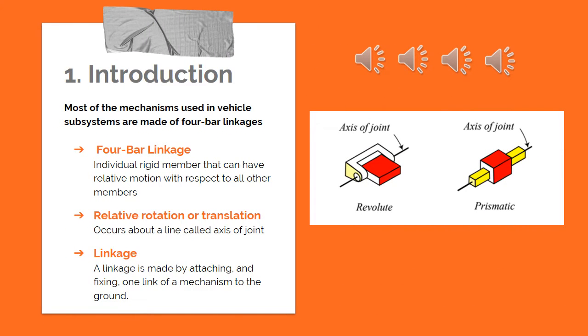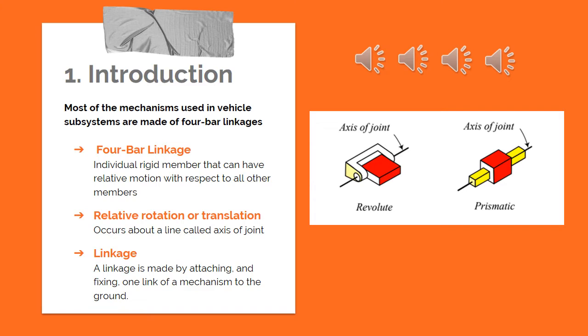To start, most of the mechanisms used in vehicle subsystems are made of 4-bar linkage. Now, what is a 4-bar linkage? This is an individual rigid member that can have relative motion with respect to all other members. Trapezoidal steering is an example of mechanisms in vehicle systems. Now we are going to review the analysis of design methods for such mechanisms.